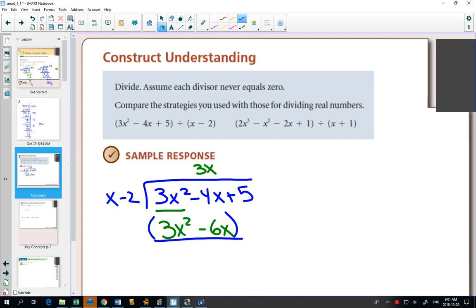And we have to subtract. Now we put it in brackets because we have to tell ourselves, if we're subtracting all of that, what does that mean? It means 3x squared minus 3x squared. Now that's 0. Yay. But here's where students make mistakes. Negative 4x minus a negative 6x will be plus 2x. So forgetting that you're subtracting all of it is important.